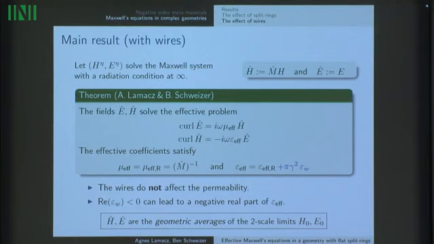So in other words, H-hat and E-hat can be understood somehow as the weak limits of H_eta and E_eta outside the rings, in some sense. And for our Maxwell system, this is exactly the right notion of effective fields. So these are really the relevant fields.